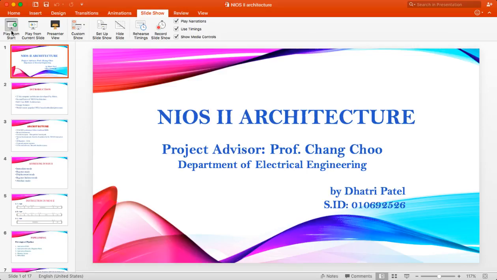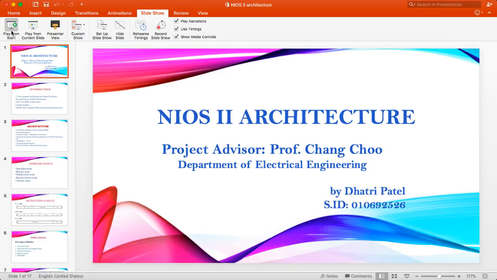Now NIOS2 is a 32-bit computer architecture which is developed by Altera. It is the second series of NIOS architecture. The first series is 16-bit. It is a soft core RISC architecture, which means that it doesn't require individual fabrication. It can be implemented in any FPGA-based processor. Due to its unique features, it is now the world's most popular FPGA-based embedded processor.